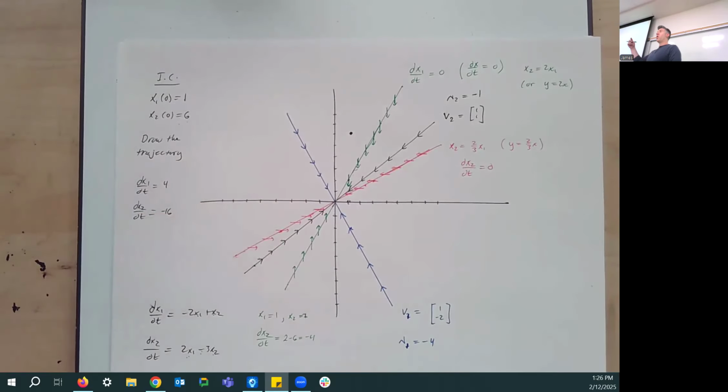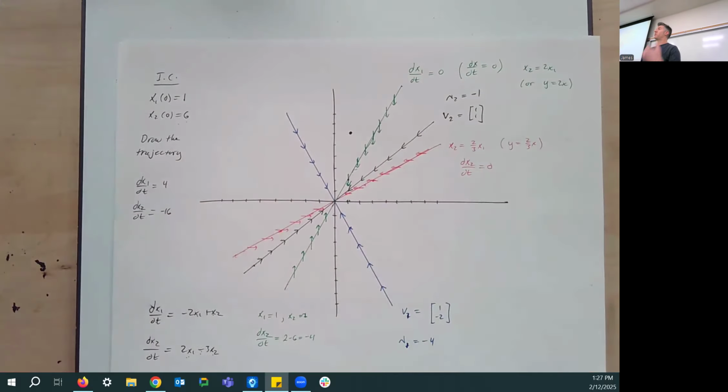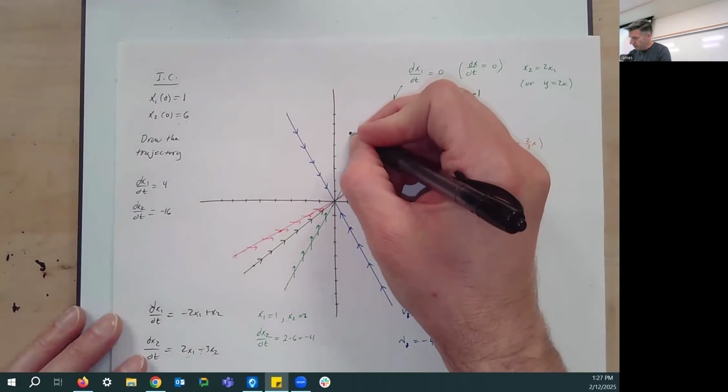So I'm going over 4, I should say right 4 and down 16. Or in other words, I'm going down 4 times as much as I'm going right. So my vector should be pretty steeply pointing downward. Not my vector, so the direction of travel at first. So I'm going to start going that way.